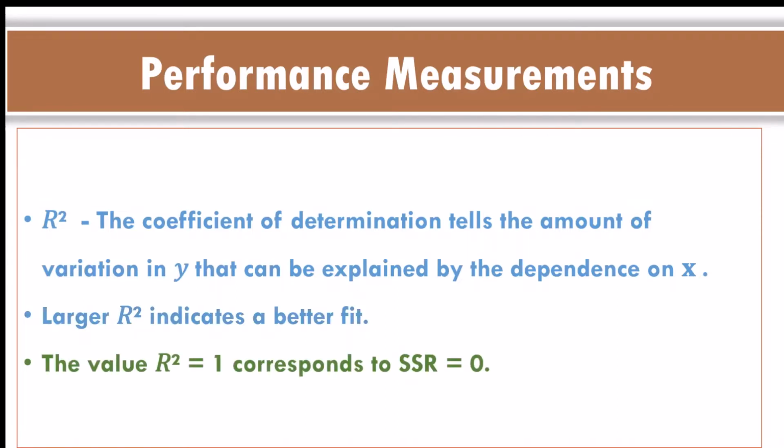If R squared equals 1, then the corresponding SSR is equal to 0. This is the perfect model. We are trying to get a perfect model. If that is not possible, then we should aim for R square as close as possible to the value 1. That is our objective in developing the model. If R squared is not that close to 1, then we have to train the model with modified training data, and then get the R square closer to 1.